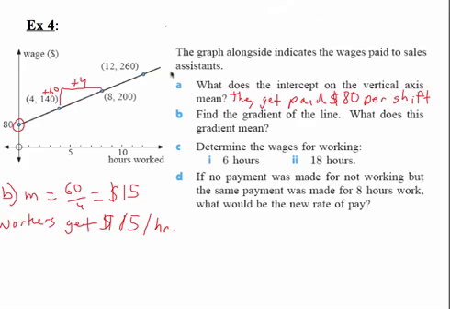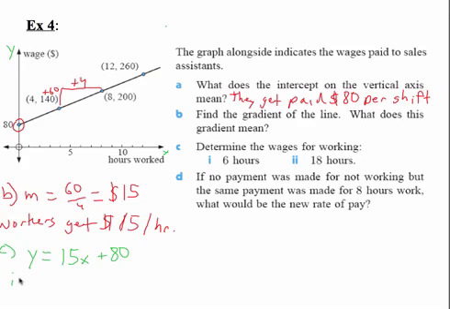Okay, next. Determine the wages for working 6 hours and 18 hours. Okay, so 6 hours is in here. Actually, let's make a formula, make an equation, then we can calculate that pretty easily. So we're going to call this the x-axis and the y-axis. We could use h and w if we want to, but I'm going to call it y and x. And we know that the slope is 15, and we know that the intercept is 80, so there's our equation.